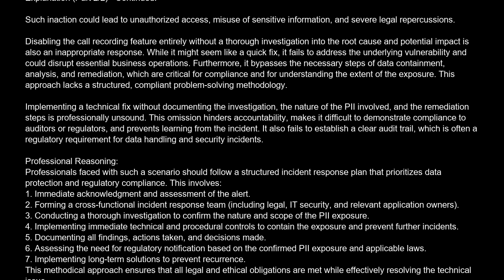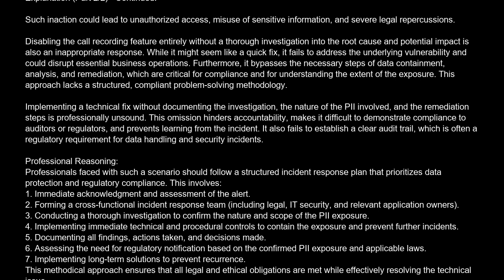Disabling the call recording feature entirely without a thorough investigation into the root cause and potential impact is also an inappropriate response. While it might seem like a quick fix, it fails to address the underlying vulnerability and could disrupt essential business operations.